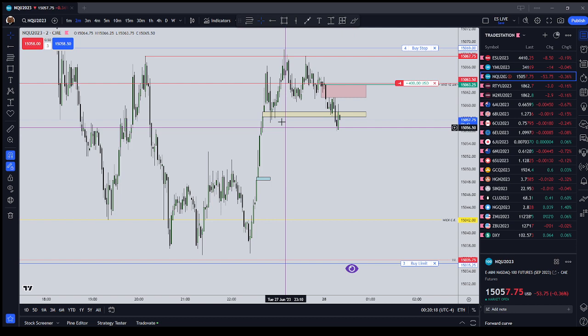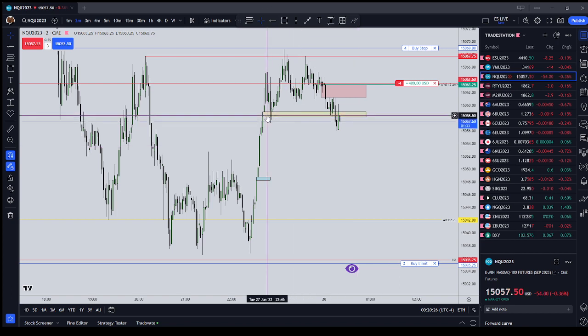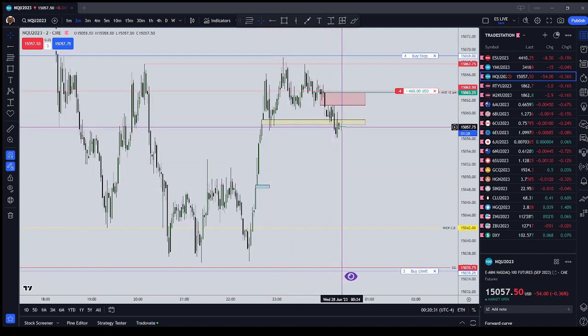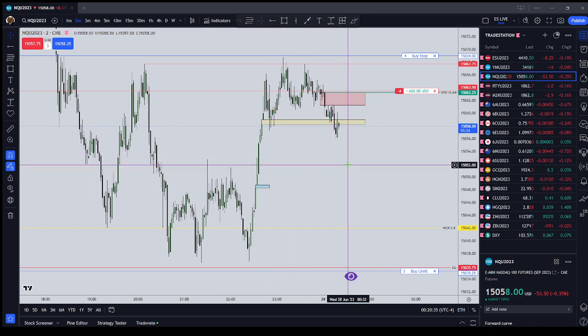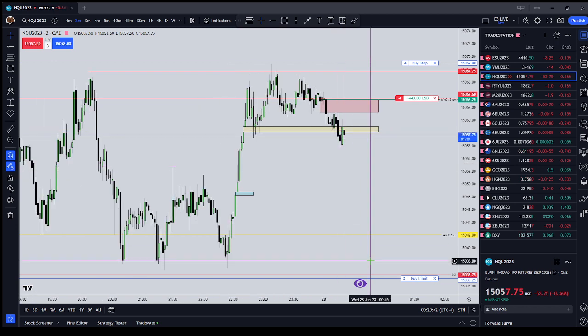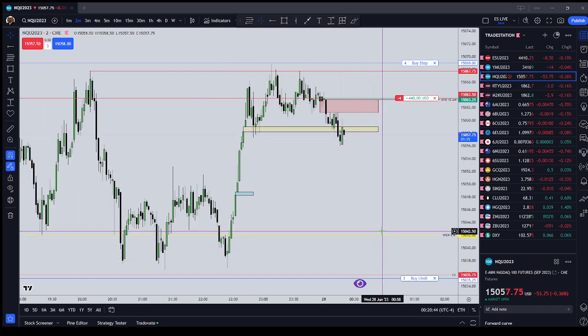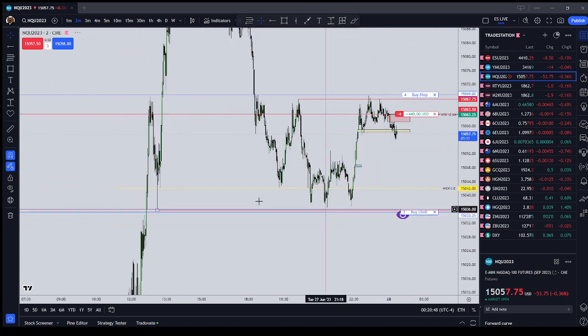So what is the yellow box? The yellow box is going to be an inverted volume imbalance here if we can respect it. So that would be an inverted volume imbalance if we respect it and turn lower. That would be a very good sign for lower prices.